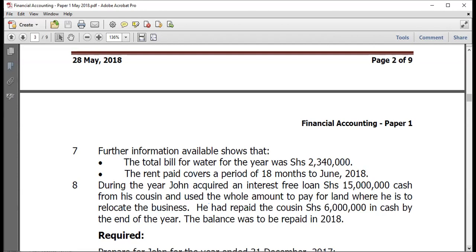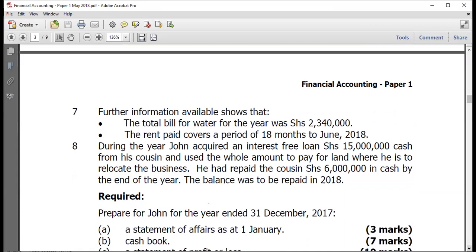Part 8 says, during the year, John acquired an interest-free loan, okay, cash from his cousin, and used the whole amount to pay for land where he's to relocate his business, okay. He repaid the cousin 6 million in cash by the end of the year. The balance was to be repaid in 2018, okay.